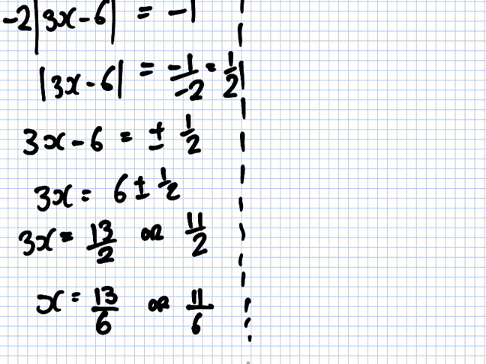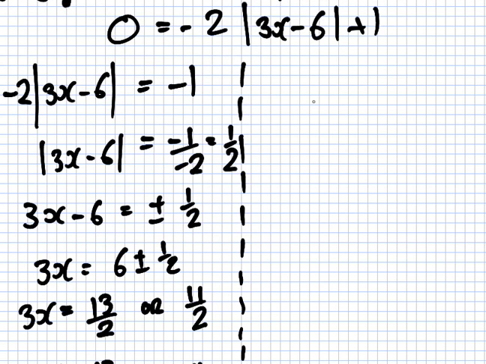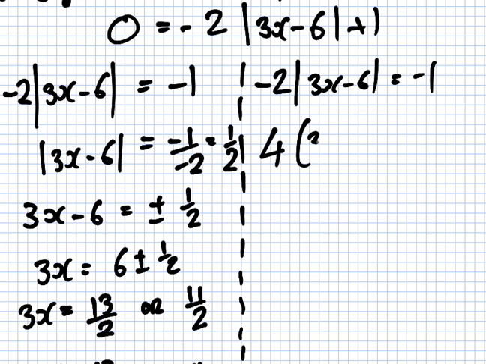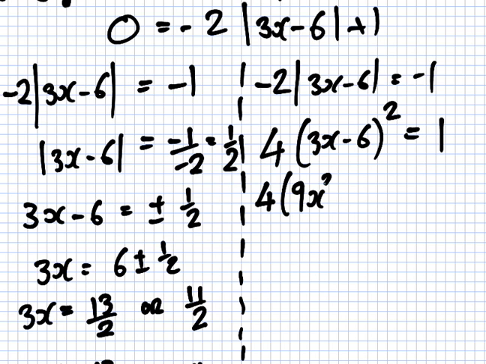Okay, so let's look at the second method, the quadratic way of doing it. Same thing at the start. I have minus 2 absolute 3x minus 6 equals minus 1. This time I square everything. So now I get 4 times (3x minus 6) squared equals 1. So I get 4 times 9x squared minus 36x plus 36 equals 1. I hope. Is that right?